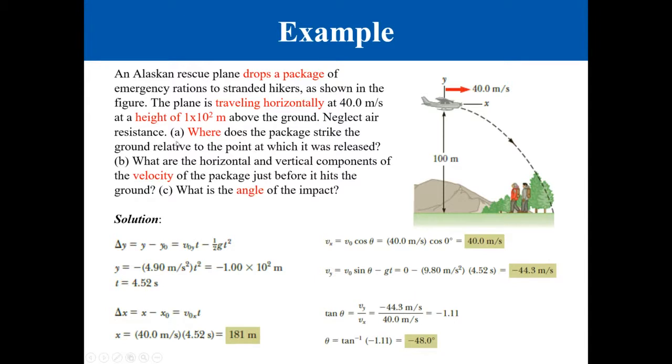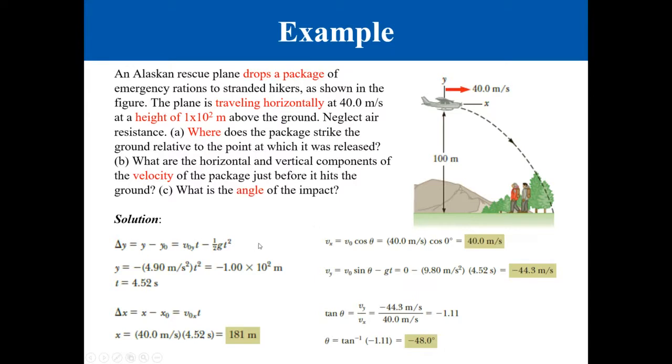Neglect air resistance. A, where does the package strike the ground relative to the point at which it was released? B, what are the horizontal and vertical components of the velocity of the package just before it hits the ground? C, what is the angle of the impact? This is a nice example that I selected for discussion.